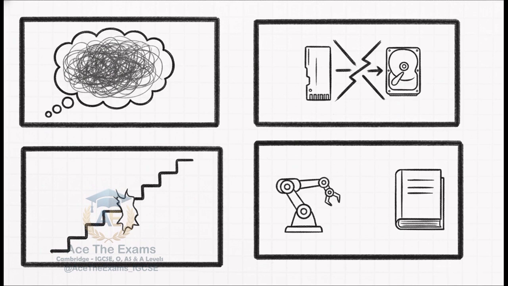Third, missing process steps. If you are asked to explain how a device uses hex to display an error code, you cannot just skip straight to the end result. You have to walk the examiner through the process.